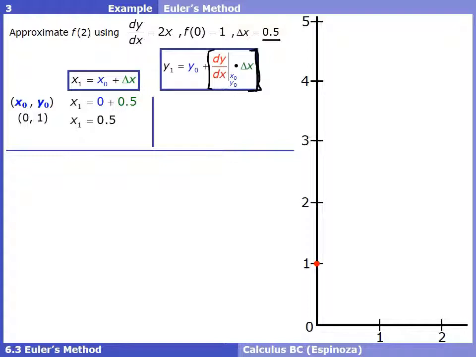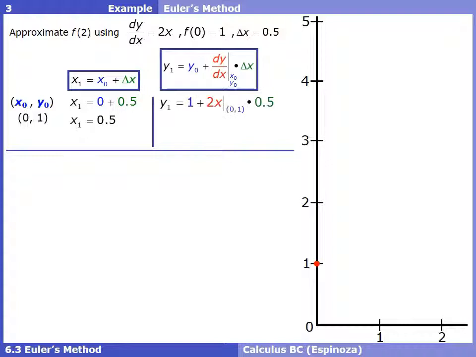Also note over in our picture, I plotted our initial point, 0, 1, right here. We're going to start plotting all these points and connecting them to see how this piecewise function graph compares to the true graph.